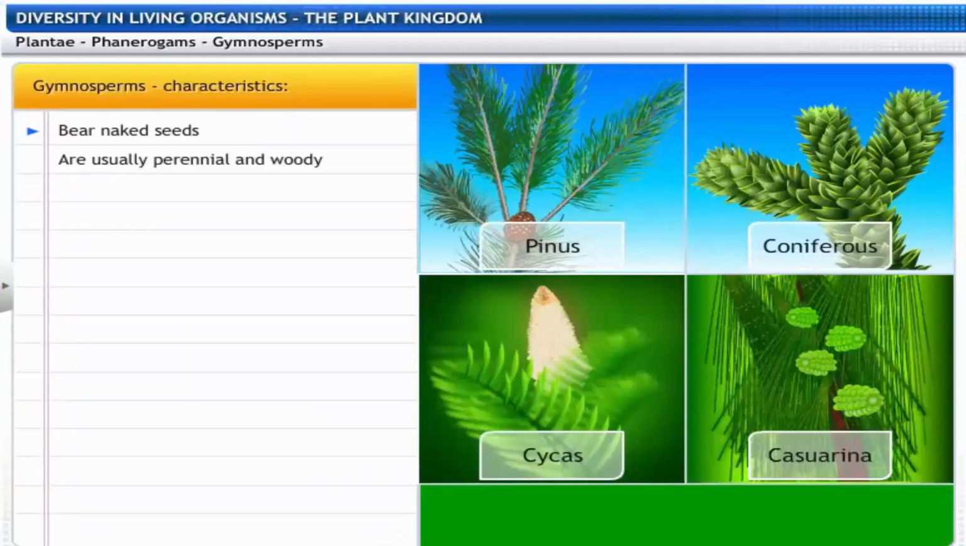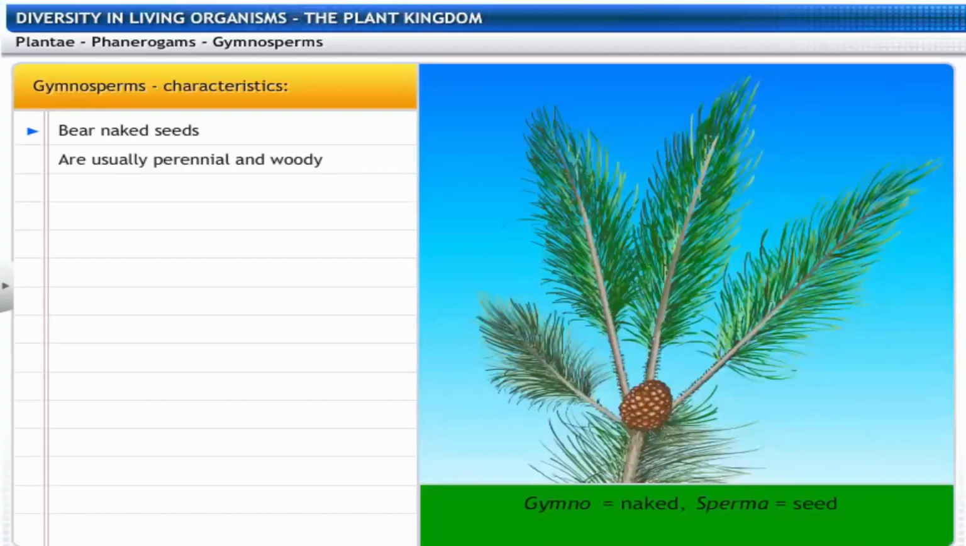Gymnosperms get their name from two Greek words, gymno, meaning naked, and sperma, meaning seed. As you can guess from the name, gymnosperms bear naked seeds and are usually perennial and woody.